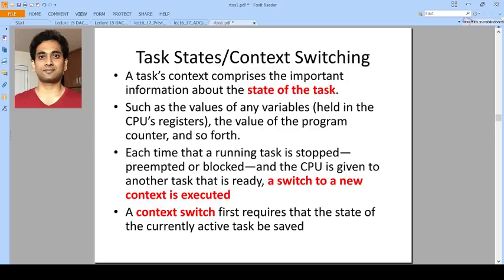Now, when the current task is stopped and we have to switch to another task, this mechanism is called context switching. Context switching is very similar to handling an interrupt. What happens when an interrupt occurs? The current main program is halted. We save the current state of the program to a stack, and then we move on to executing the interrupt service routine. When that ISR is handled, we come back to where we left off. We retrieve the snapshot of the main program and continue doing whatever we were doing. So, a task's context switching is also very similar in that respect.